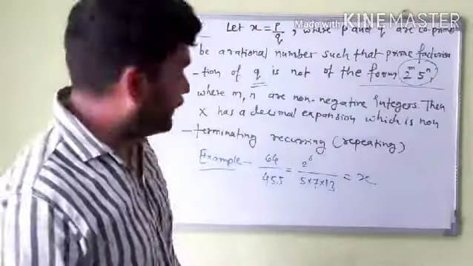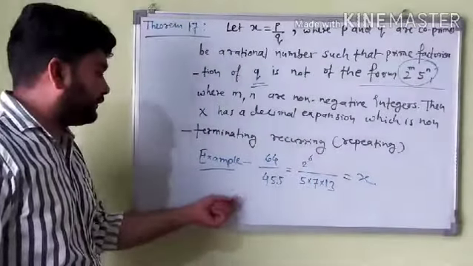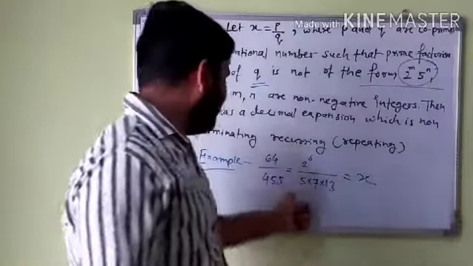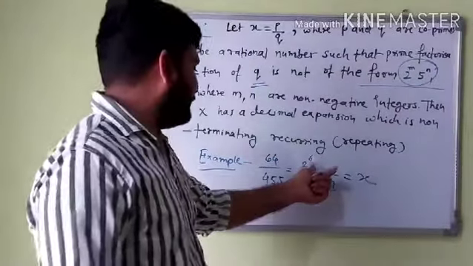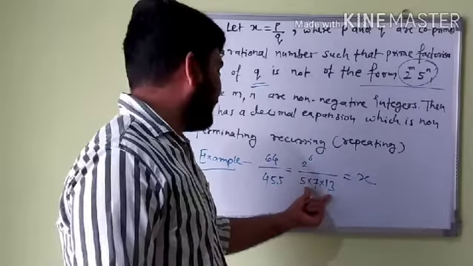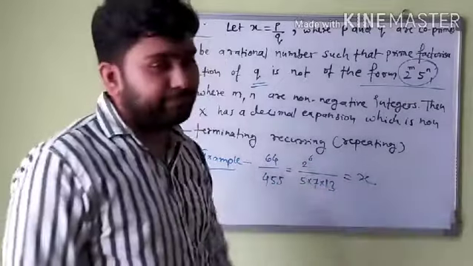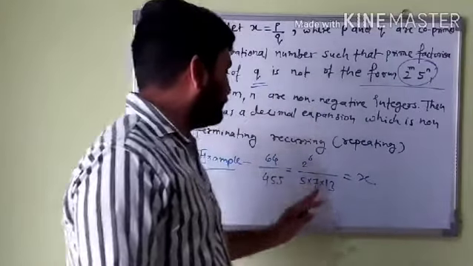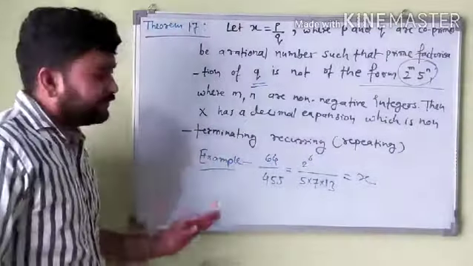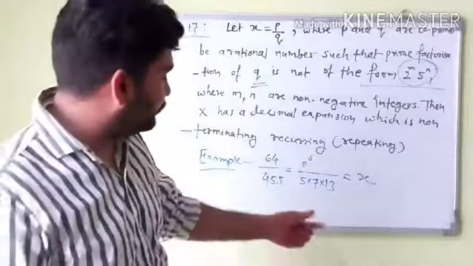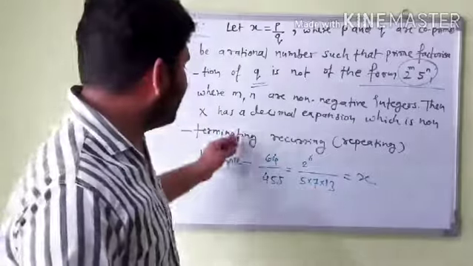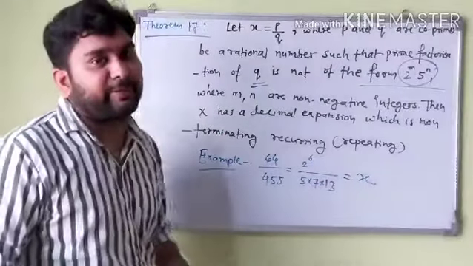Just like, for example, here is one example: 64/455. We can write it as 5 into 7 into 13, and this has a non-terminating recurring decimal expansion. You can do it by yourself. If you do this, you get a non-terminating recurring decimal expansion.